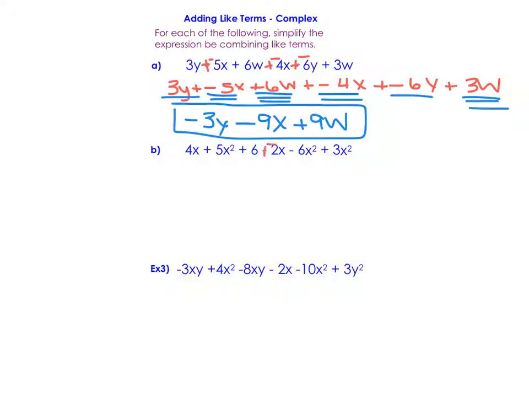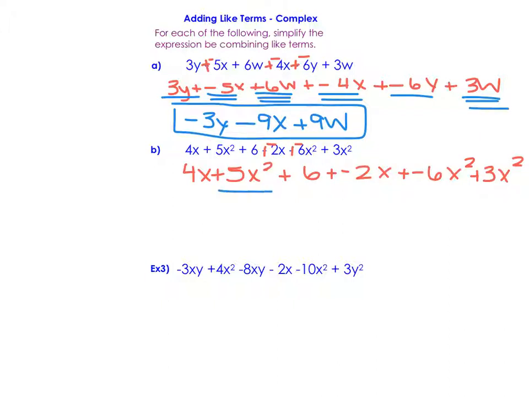Now this next one here, again, we have some keep, change, change. So I have 4x plus 5x squared plus 6 plus negative 2x plus negative 6x squared plus 3x squared. So let's start by looking for like terms. And I see 5x squared, negative 6x squared, plus 3x squared.